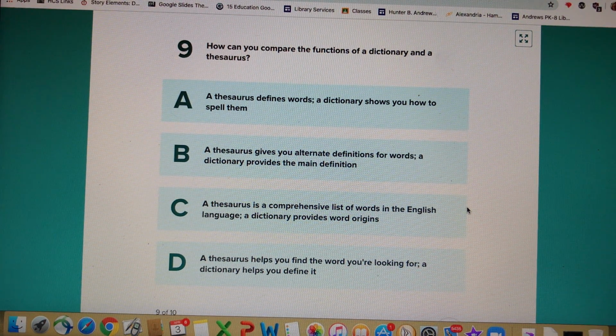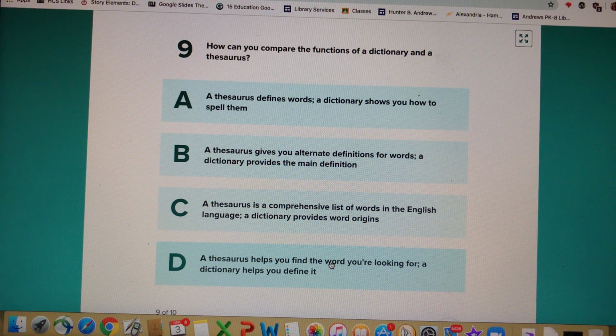How can you compare the functions of a dictionary and a thesaurus? Well, a thesaurus defines words. A dictionary shows you how to spell them. No, the dictionary is the one that defines the words. A thesaurus gives you alternate definitions for words. A dictionary provides the main definition. A thesaurus is a comprehensive list of words in the English language. A dictionary provides word origins. Or a thesaurus helps you find the word you're looking for, and a dictionary can help you define it.